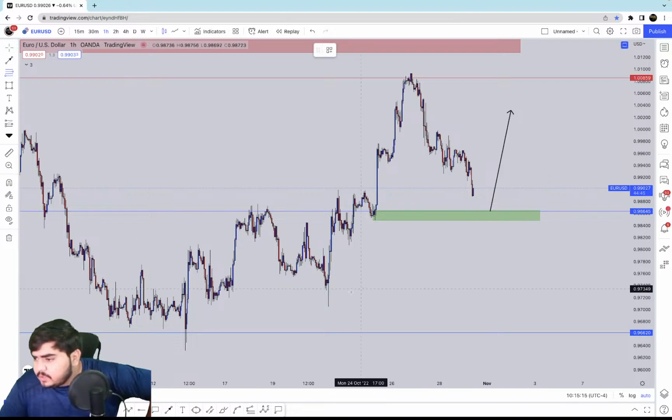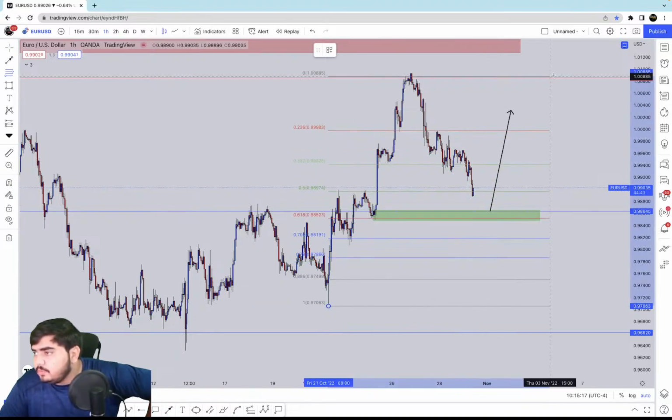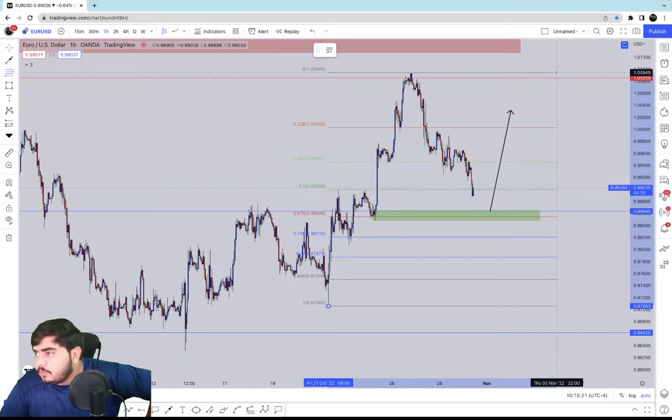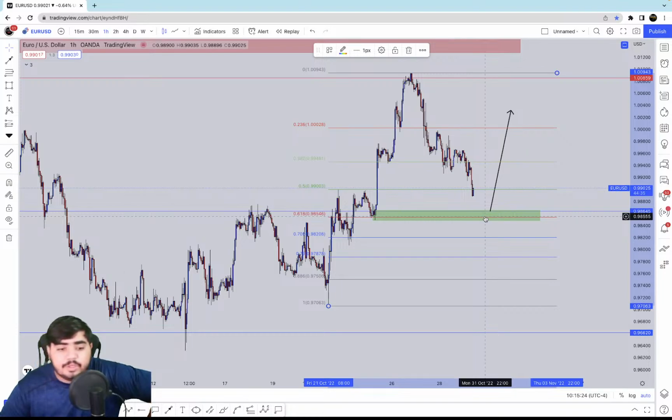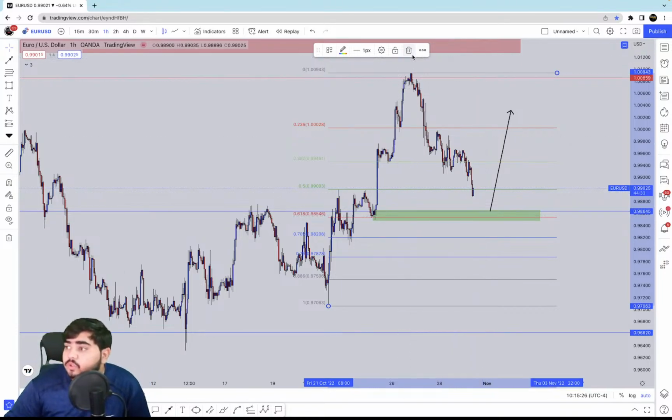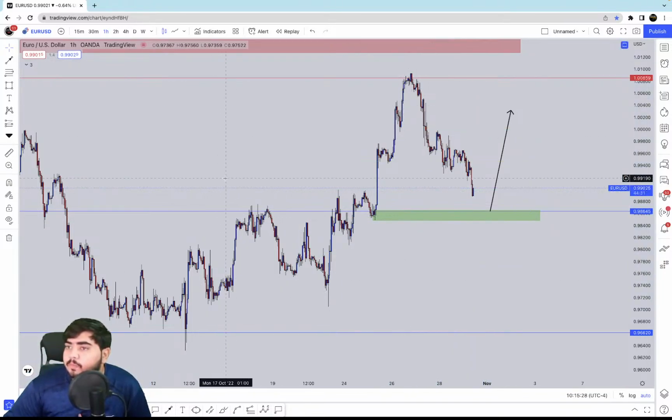Before going, let me just also apply Fibonacci. Okay, great. On the Fibonacci, we have 61.8 right here as well. So that is going to be a very important area for the Euro USD.